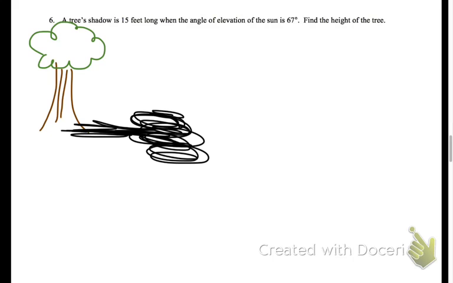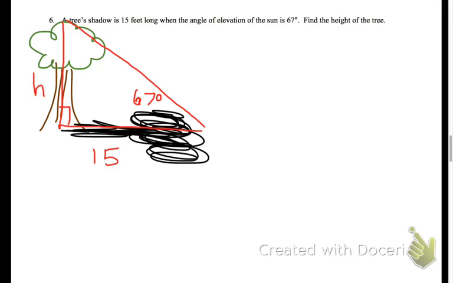We're told that the shadow of the tree, which I'll mark here in red, is 15 feet long when the elevation of the sun is 67 degrees, is our angle here, 67 degrees, whoops. Find the height of the tree. This is what we're after right here. This is our height h over here. What's the height of the tree?